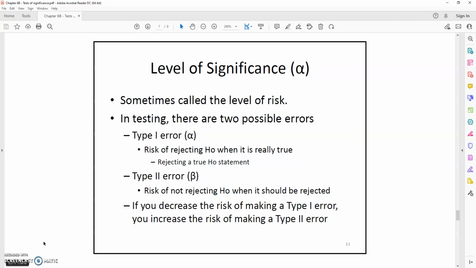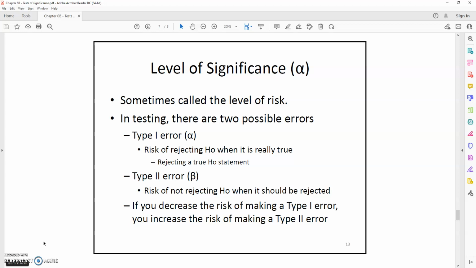Anyway, we're going to finish up this chapter about hypothesis testing by talking about the level of significance and p-values. So the level of significance, alpha, is something that's always given in the question. In hypothesis testing, we're testing at a certain level of significance or a certain acceptable level of risk. Sometimes it's called the level of risk.